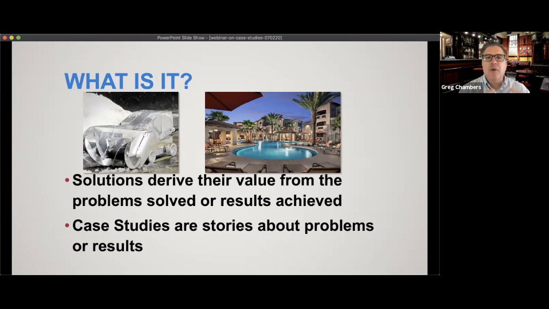In our case for marketing, we're using these case studies to demonstrate: this is somebody who came to us with this problem. If you have the same problem, or they came to us looking for this result, and you want the same result, then let us show you how this whole thing works and why you should contact us.